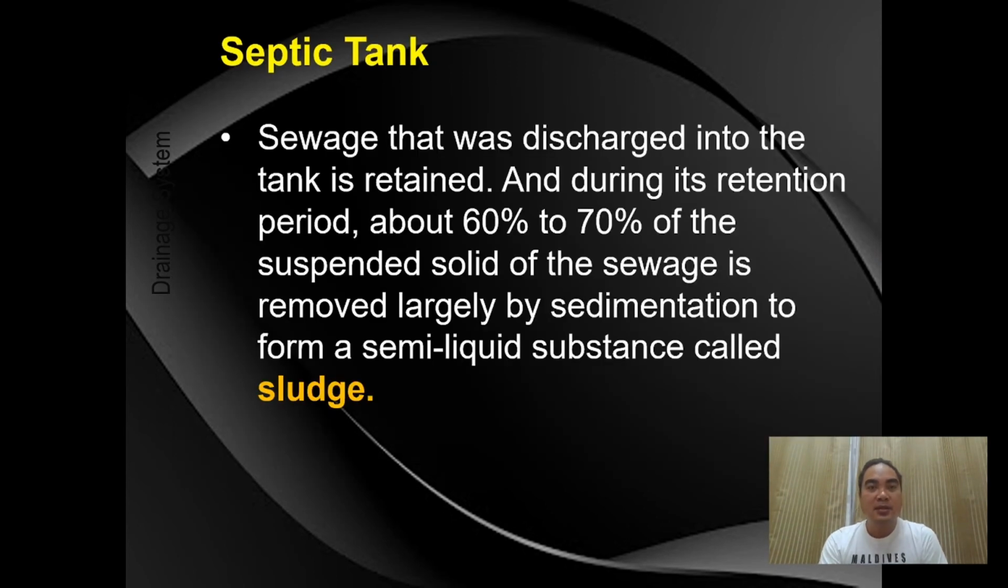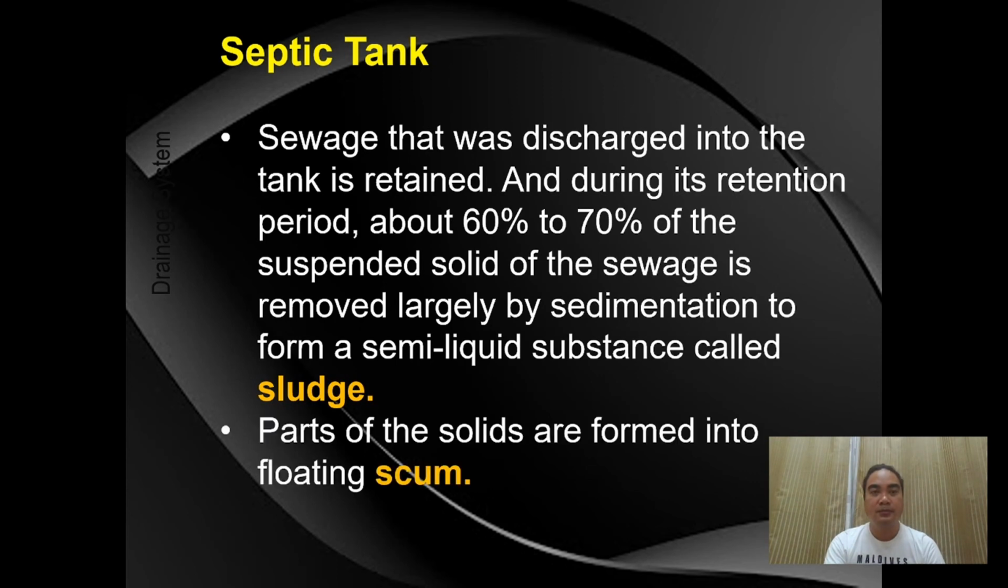Sewage that is discharged into the tank is retained. During its retention period, about 60% to 70% of the suspended solids of the sewage is removed, largely by sedimentation, to form a semi-liquid substance called sludge. Part of the solids are formed into floating scum.